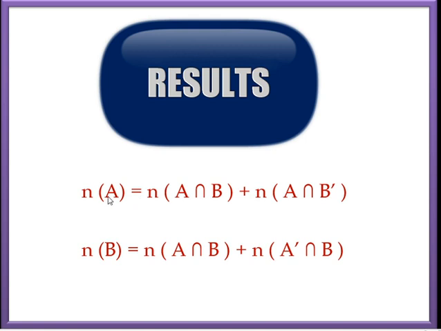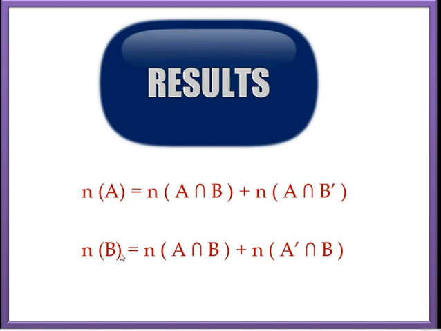I repeat this. When I say n of A, by that I mean the number of elements in the set A. In set A, there are two types of elements. Elements which are present in B also, so both A and B. So that number is n of A intersection B. But some elements are exclusively in A, meaning in A but not in B. And so it is represented by what? n of A intersection B dash. So what is n of A finally? It is n of A intersection B plus n of A intersection B dash.